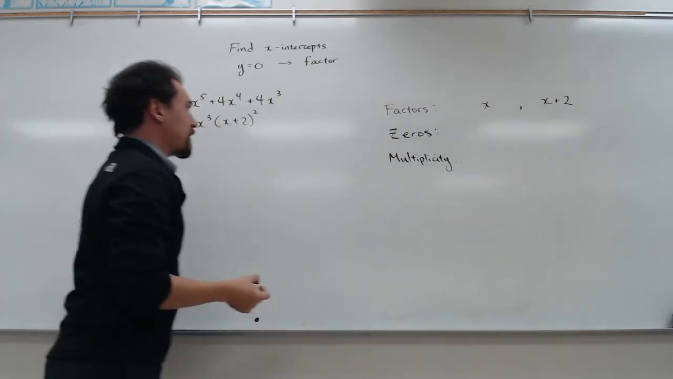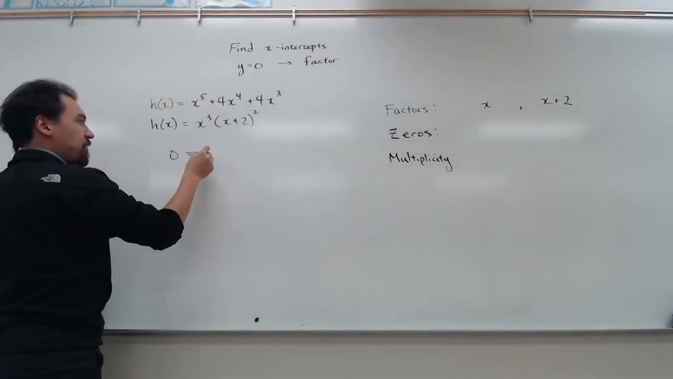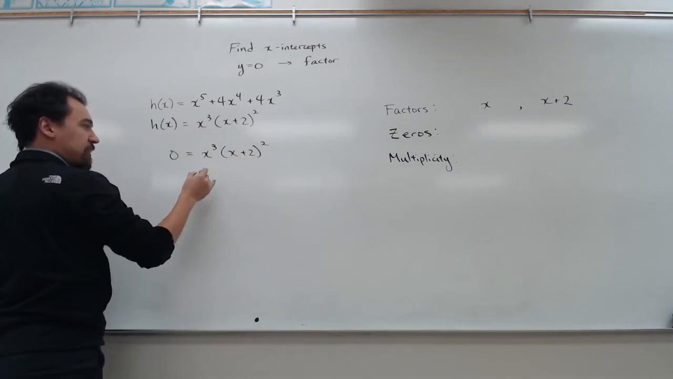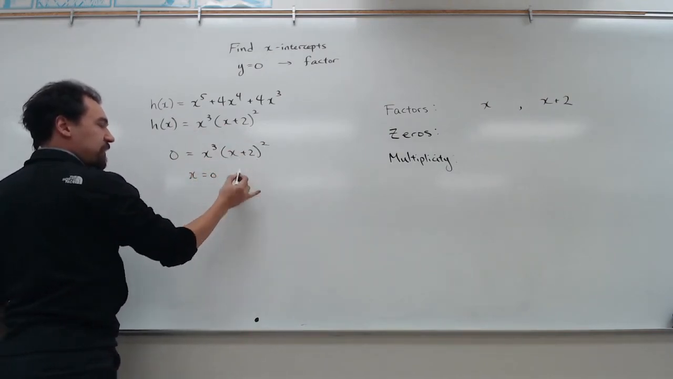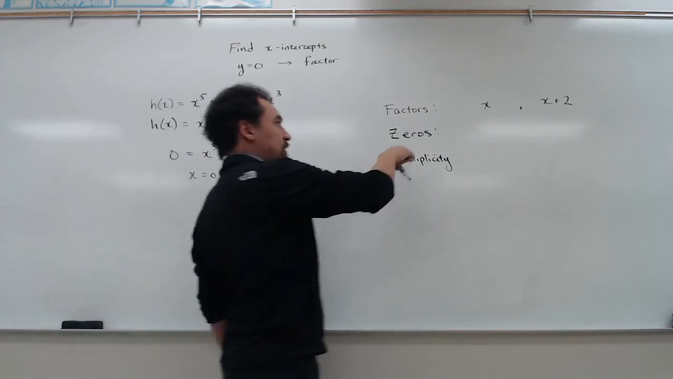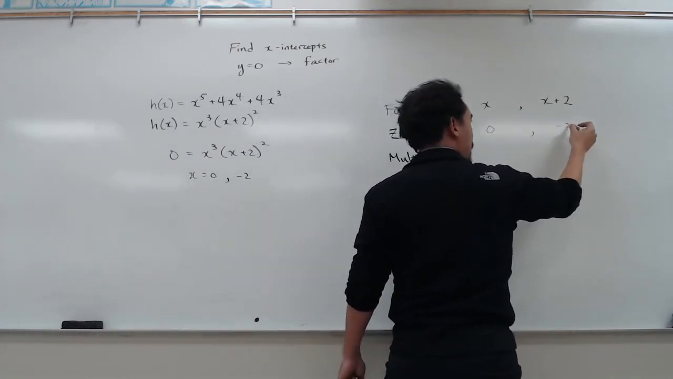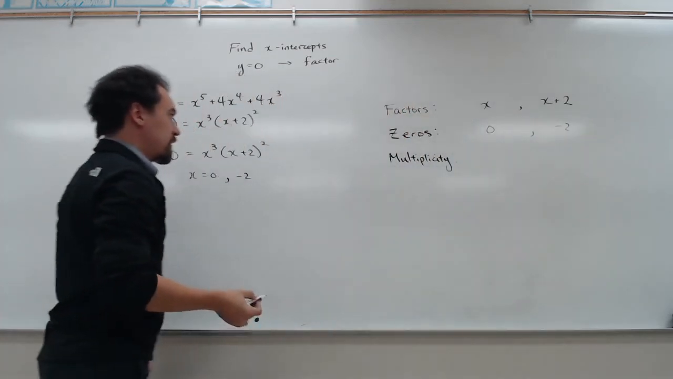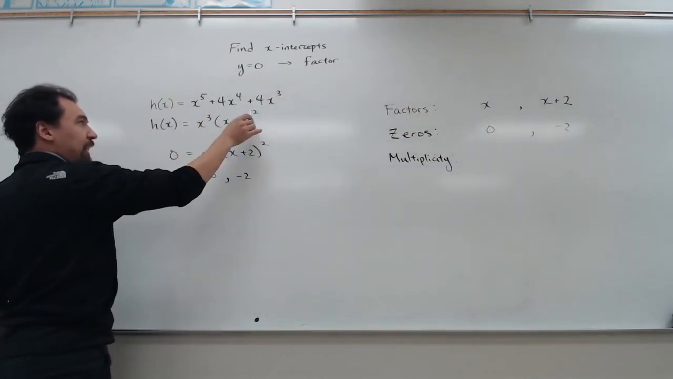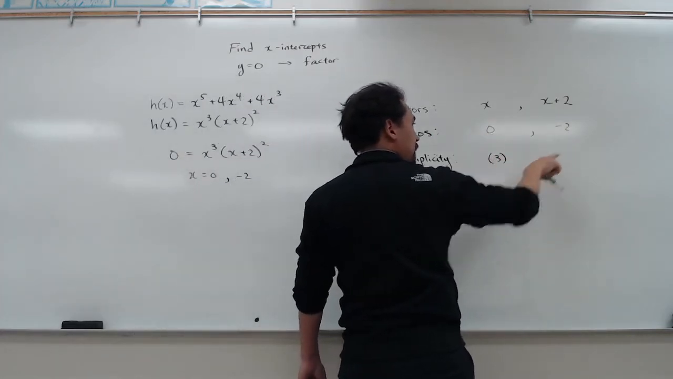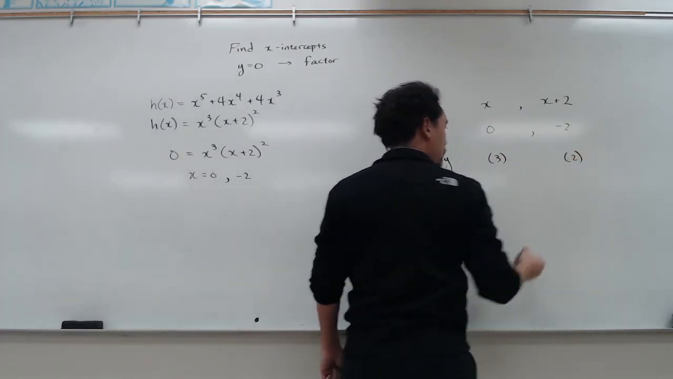And their corresponding zeros, if I set this equal to 0, we said either x is equal to 0, or to make this 0, x is negative 2. So the zeros of h are 0 corresponding to this and negative 2 corresponding to this. To get the multiplicities, we look at the exponents 3 and 2. So this 0 has a multiplicity of 3, this 0 has a multiplicity of 2.